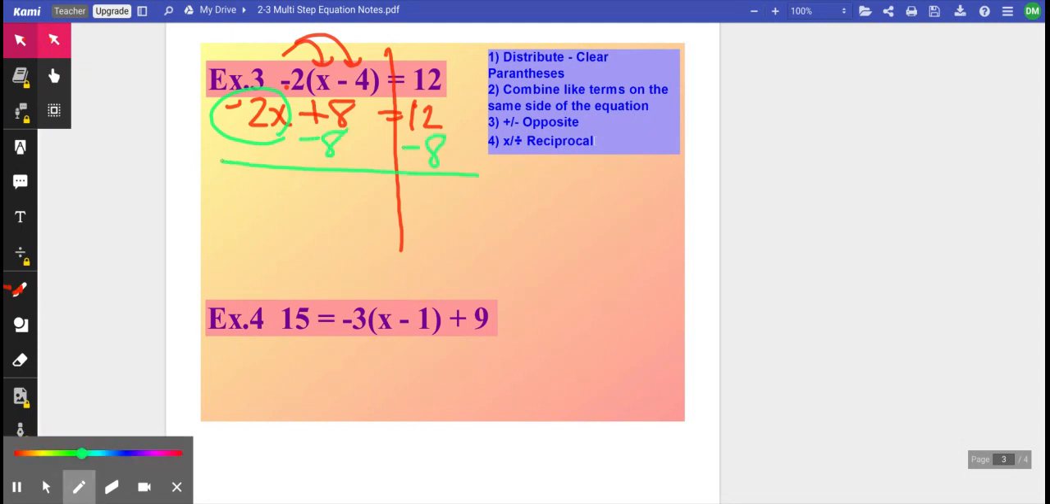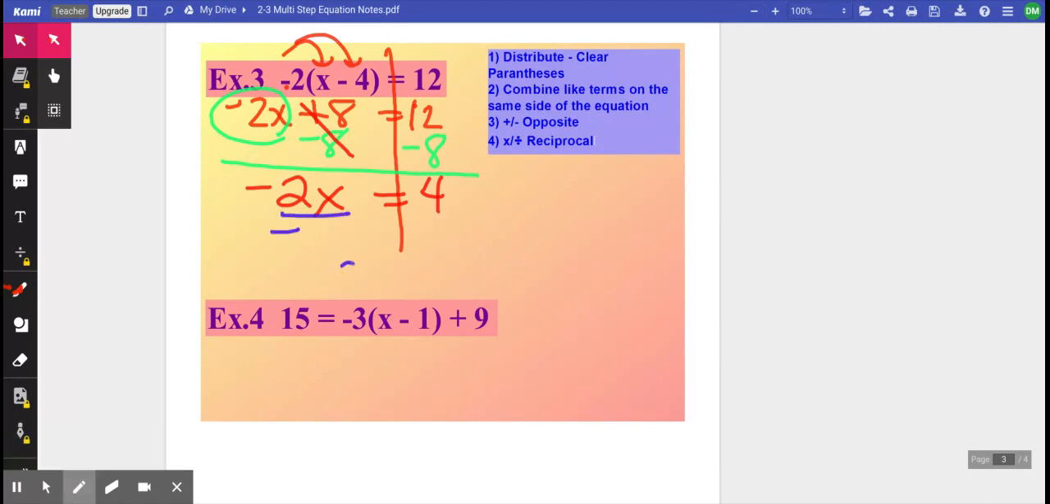Write a new equation, -2x equals 4. And divide by a negative so that we get a positive x. And I'm using that number. A -2 divided by -2 is +1, which gives us 1x or just x. 4 divided by -2 would be -2.